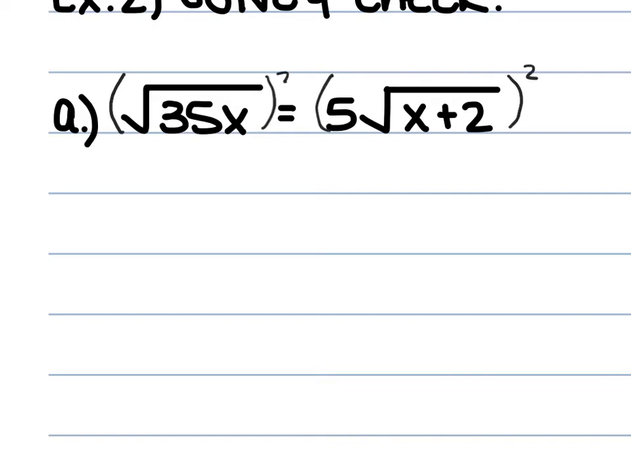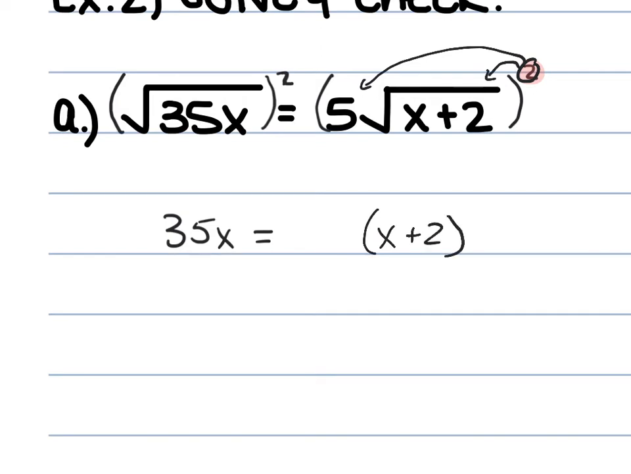The left side is super easy, right? We dealt with that. What is the left side going to become? It just becomes 35x. You are 100% right. Now, you've dealt with this before. I'm going to deal with this in two parts. This 2 is going to be applied to this square root and the 5. So let's deal with the square root first. What's going to happen when this 2 hits that square root? It's going to disappear and just be x plus 2.